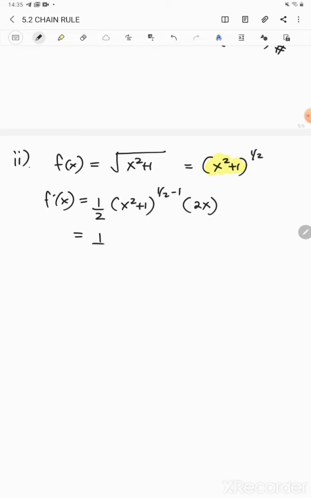So simplify this, we get here 1 over 2 multiply x squared plus 1, okay, and then the power we get here negative 1 over 2, okay, because of 1 over 2 minus 1, multiply 2x, right? And normally if the question asks you do not simplify, right? But never mind, we try. Okay, let's say the question asks you do not simplify. Okay, just leave it till this part, alright?